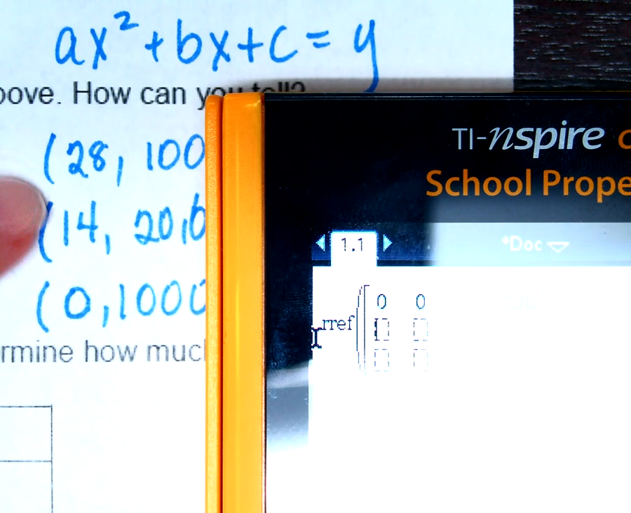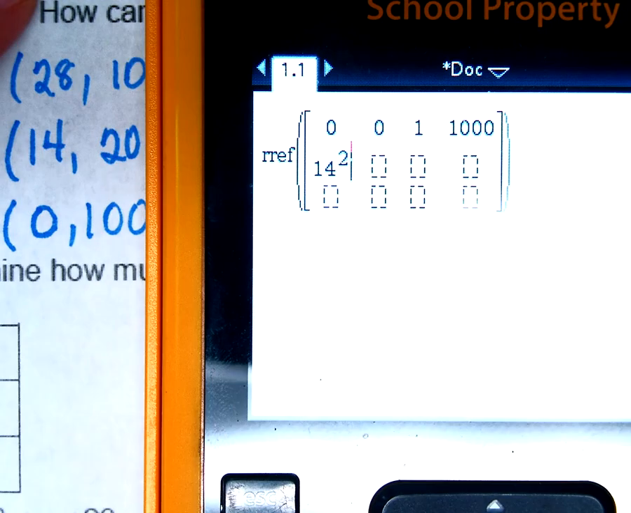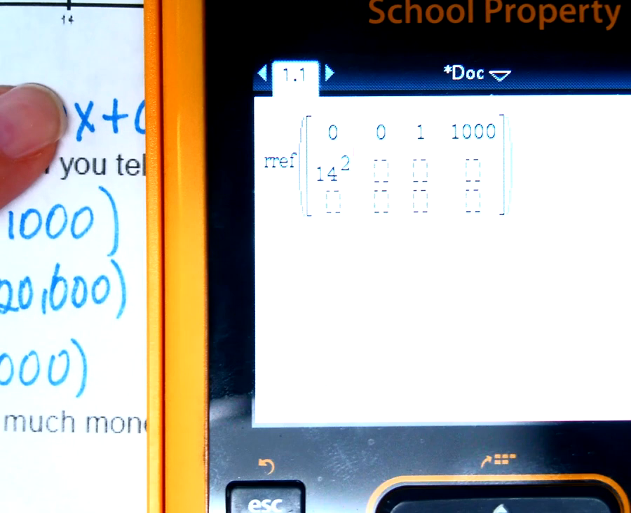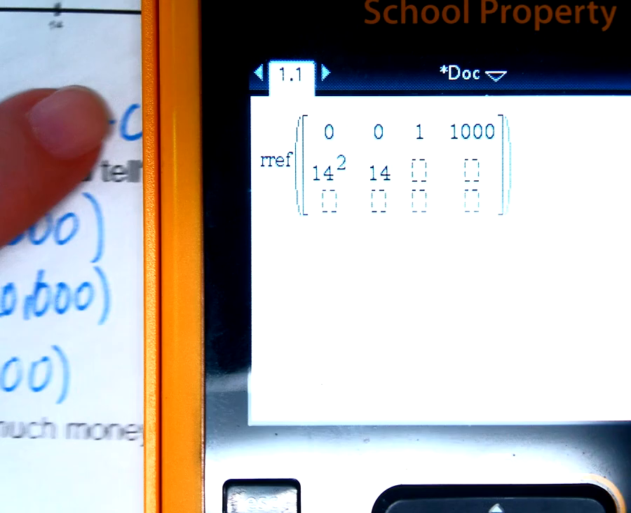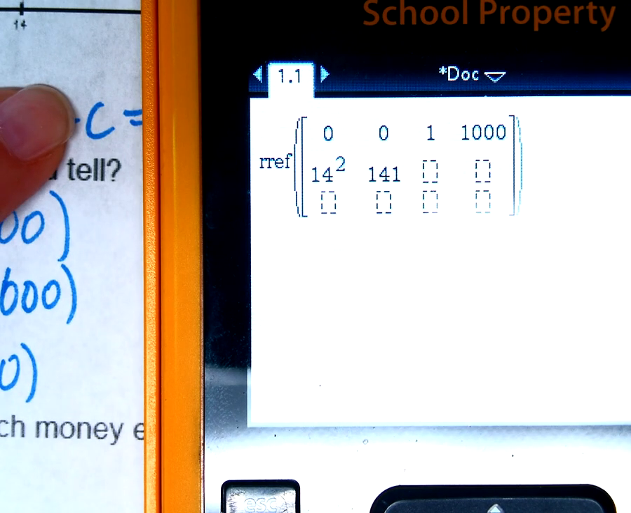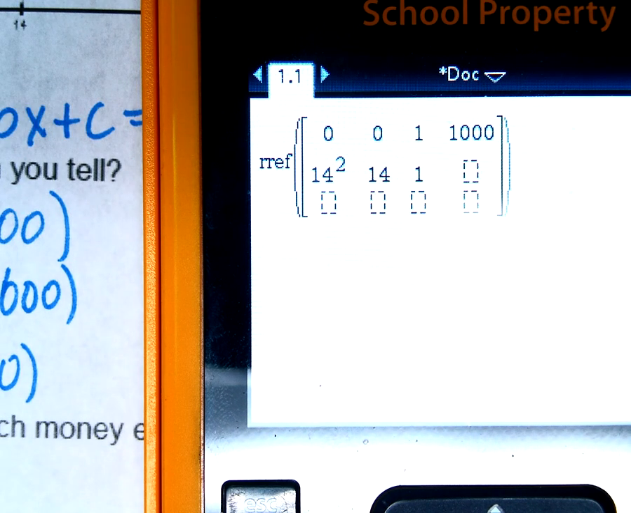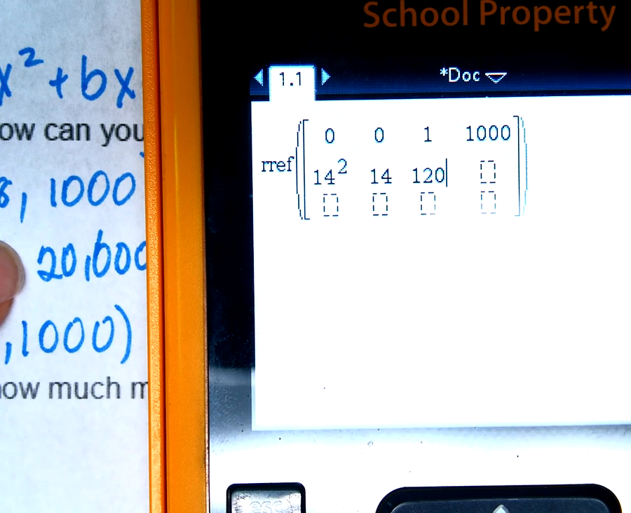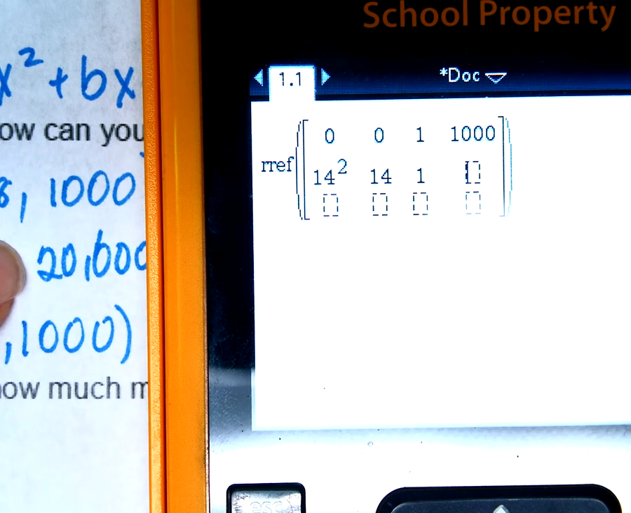All right, for my second point, what do I do with the x value first? Square it. Do you know 14 squared off the top of your head? So can we just put in 14 squared? You okay with that? What do I do with the second value? I just enter the x. What do I put for the third value? 1. Oops. Tab and then 1. And then what's my y value for my second point? 20,600. Whoa, geez Louise.